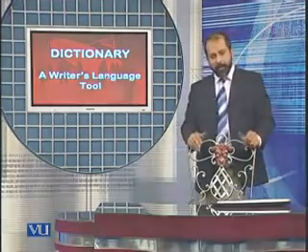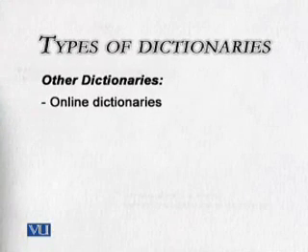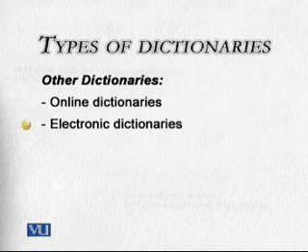Then there are some more dictionaries, for example, online dictionaries you can find, you sit on the internet and you can find online dictionaries. Oxford is available, Cambridge is available, Longman is available, Webster is available, online. And then there are some electronic dictionaries also, which we call talking dictionaries. You find Webster talking dictionary, and then you find another electronic dictionary, Oxford, of course.